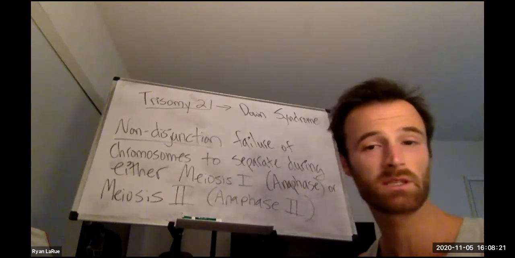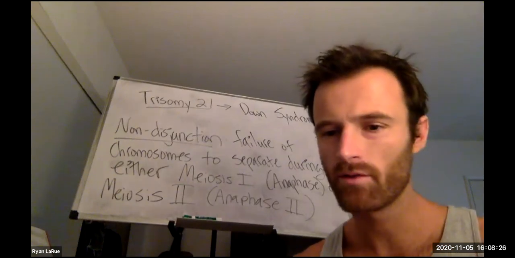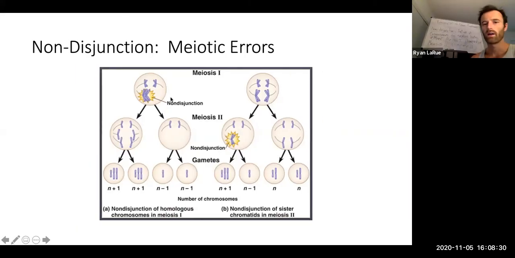So let's see how this happens. We'll look at the first scenario first, on the left side, where the non-disjunction event occurs during meiosis one. So here are homologous pairs separating during anaphase one, right? So that's normal, that looks okay, that's what's supposed to happen. This is the non-disjunction during anaphase one. The homologous pairs didn't separate. They went to one side by accident. And so after meiosis one, it leaves this cell lacking chromosomes and this cell with an extra. So at the end of the day, your gametes will be n plus one on this side and n minus one on this side.